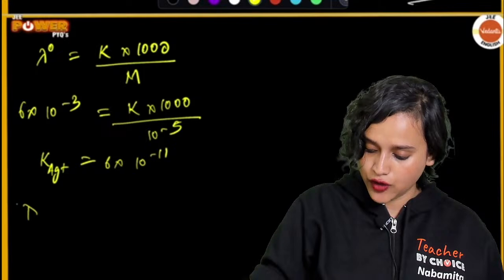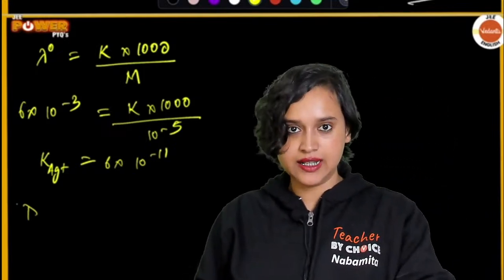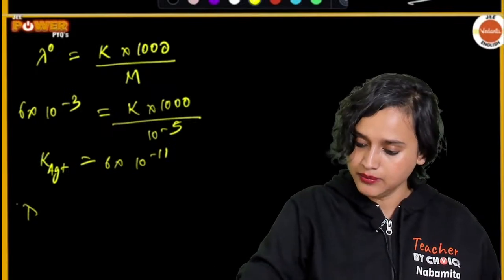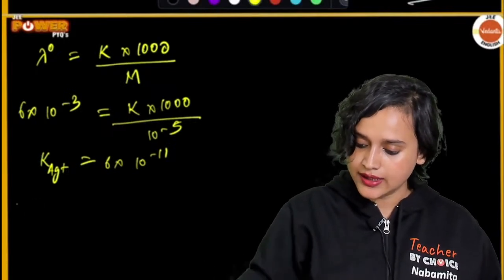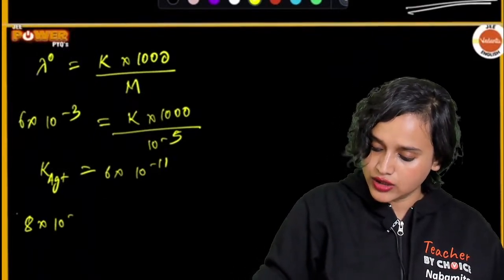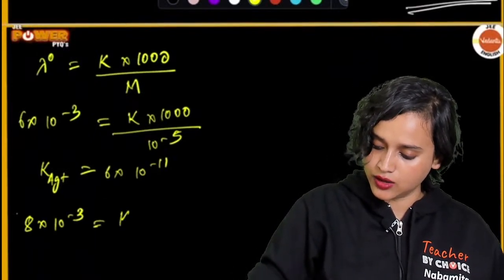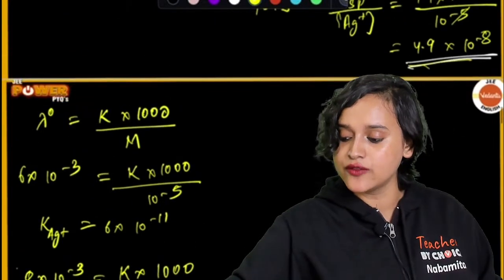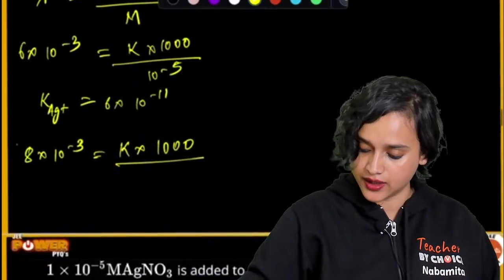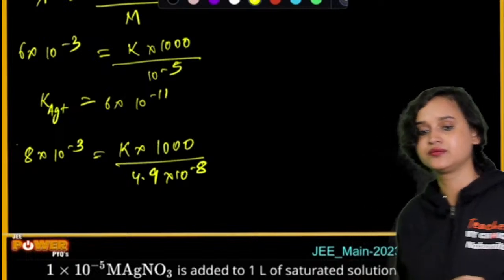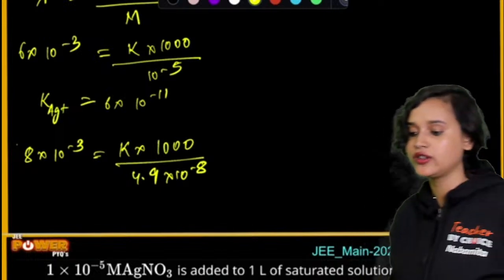Now let's do it for Br minus. We have to do it for Br minus. So again same. This time what's the value? 8 into 10 to the power minus 3. 8 into 10 to the power minus 3 is equal to K into 1000 divided by, here the value is 4.9 into 10 to the power minus 8. Now calculate. Now calculate how much are you getting.